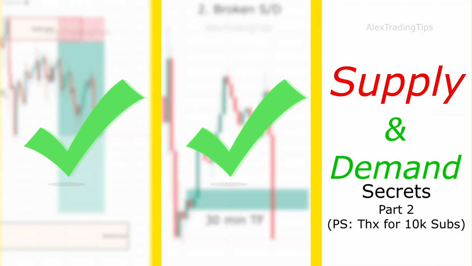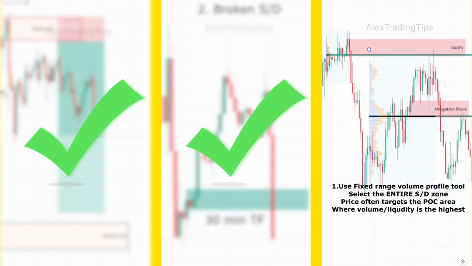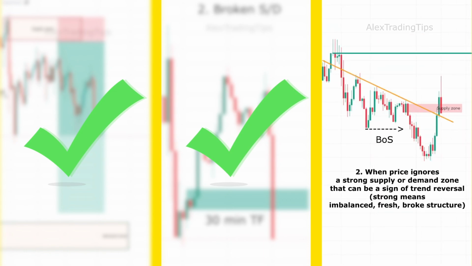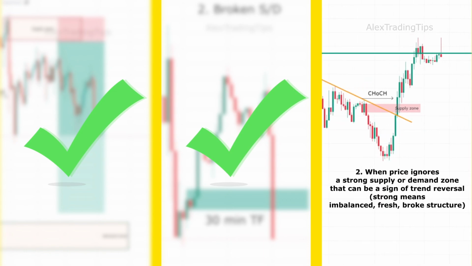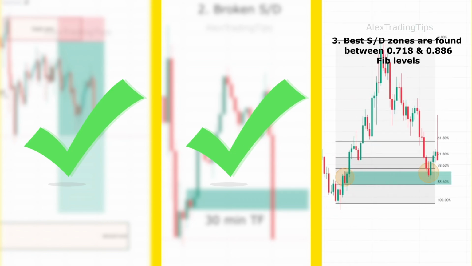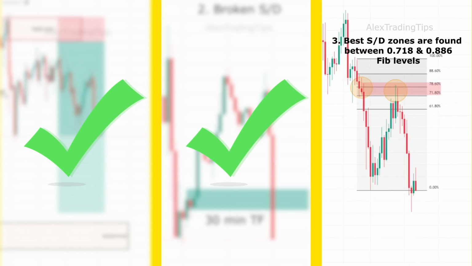Supply and demand secrets. Use the profile tool to find the most likely point to which price might retrace at the point of control. If price ignores the trend opposing zone, that might be an early signal for an upcoming reversal. The best supply and demand zones are found in between the 718 and 886 Fibonacci levels.